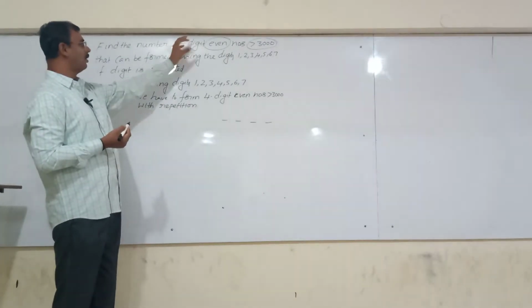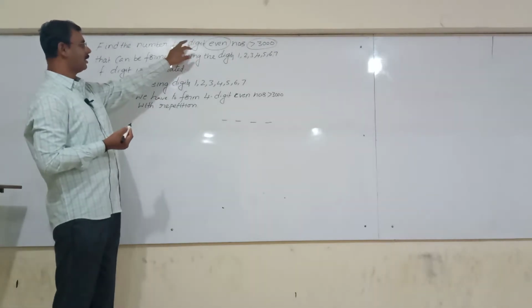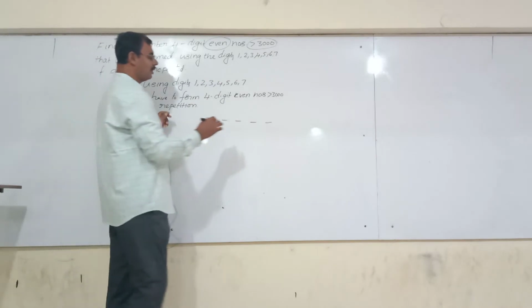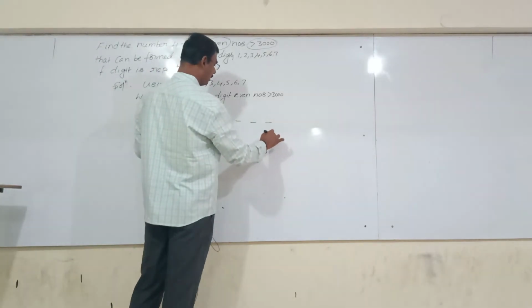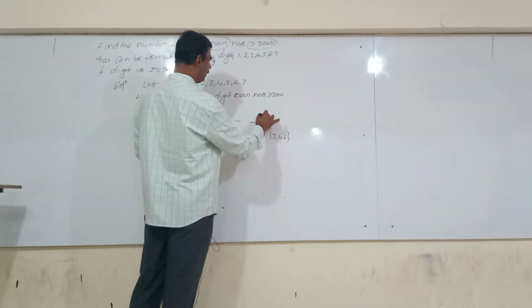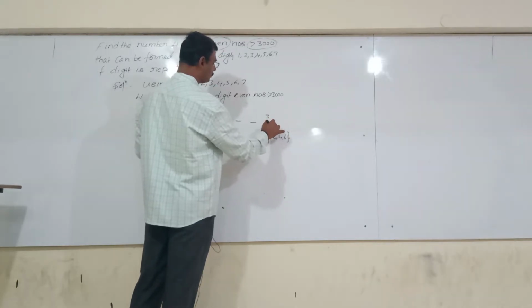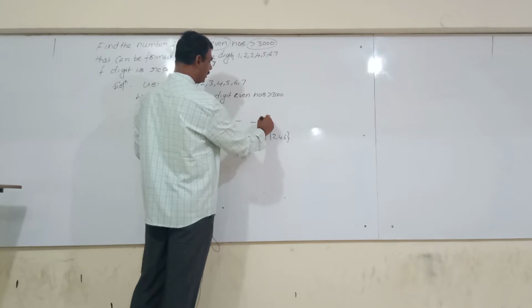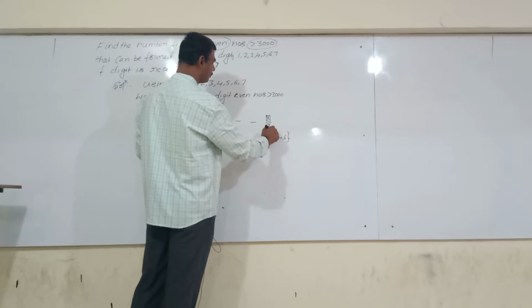So which numbers are allowed? What are the even numbers? Even numbers are 2, 4, 6. So we must fill the unit place first. This can be done in how many ways? 3 ways. So the unit place can be filled in 3 ways.